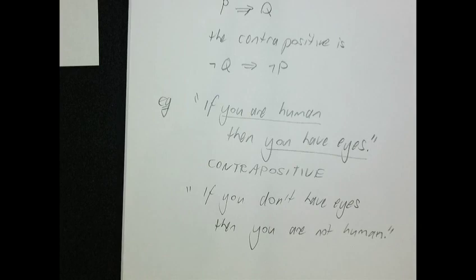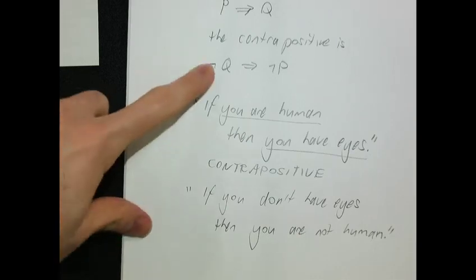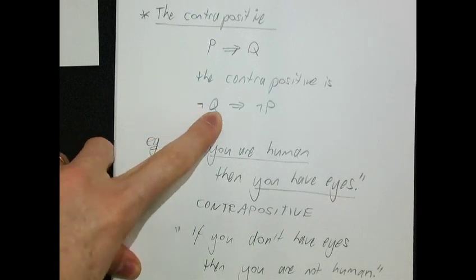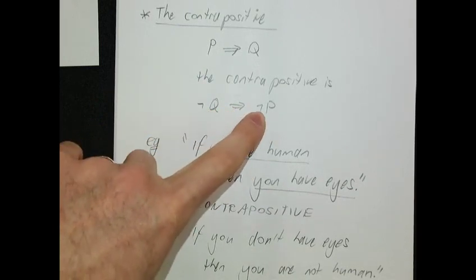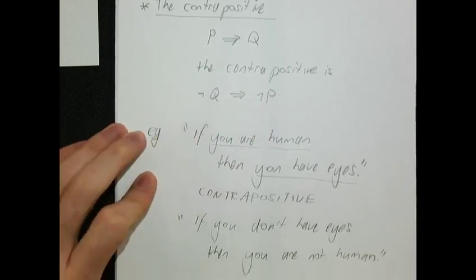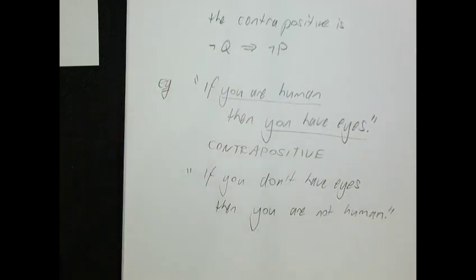And note where the not happened. In English you can't say, if not you have eyes, then not you are human. You have to put the not in the appropriate spot for the grammar. But when you read this aloud, this would be not Q implies not P, which would be not you have eyes implies not you are human. So you can't read it aloud in the same order that you write it in the maths. And that's just something to do with the way that grammar works in maths and English, which is slightly different.